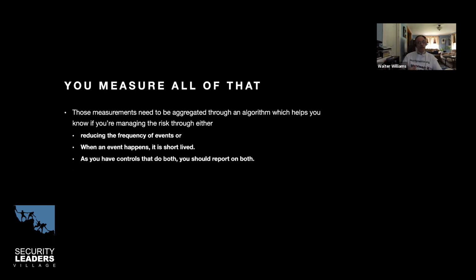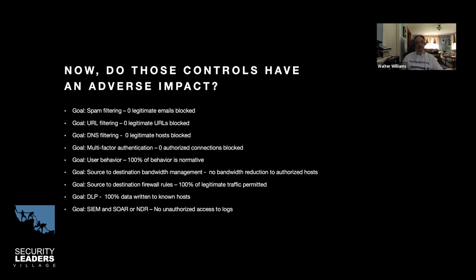You're measuring the frequency of events, and when an event happens, you're measuring how long that event happens for. And because you have controls that are both preventative and detective, you need to report on both how frequently things are happening and how long they endure, and thus measure how effective your risk management is. Now, each one of those controls can have an adverse impact, and you're going to want to have goals for that and report on the deviations for that too.